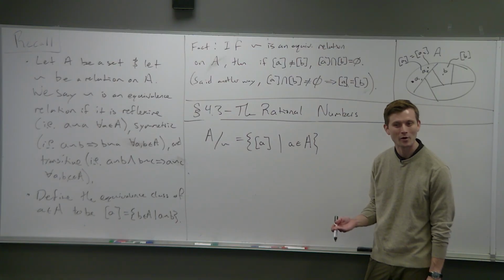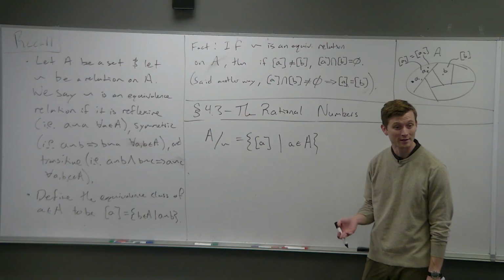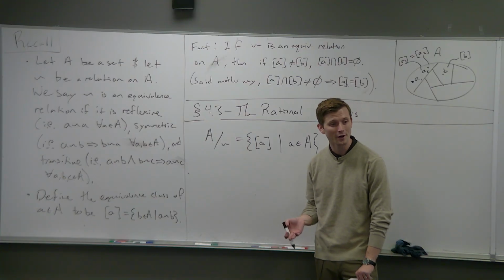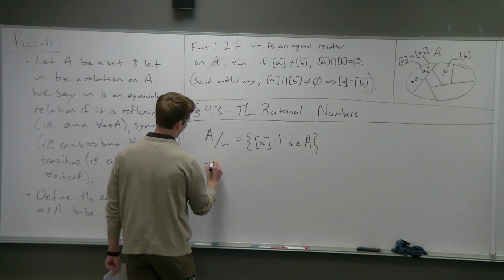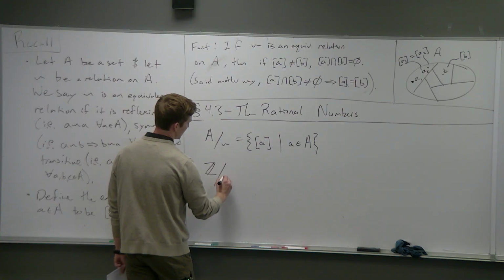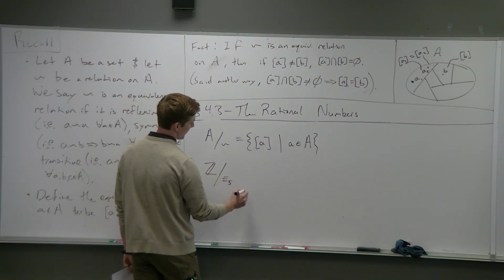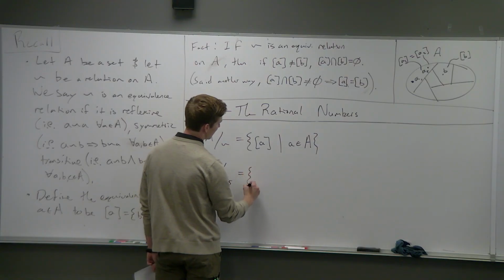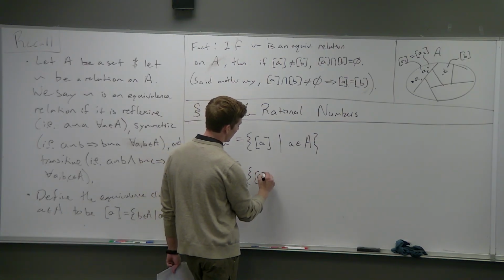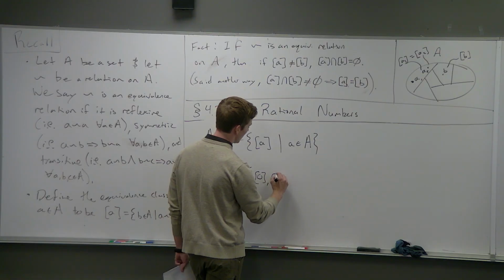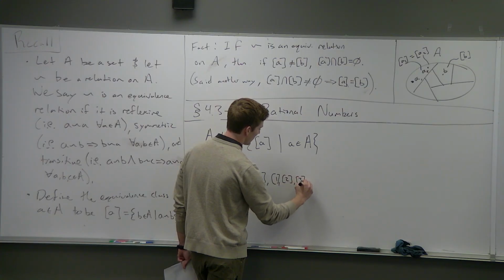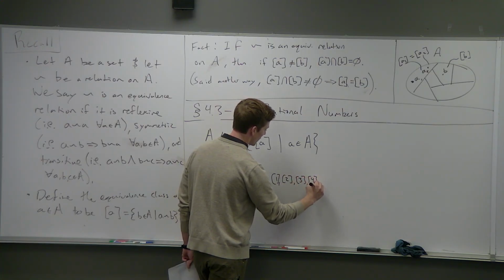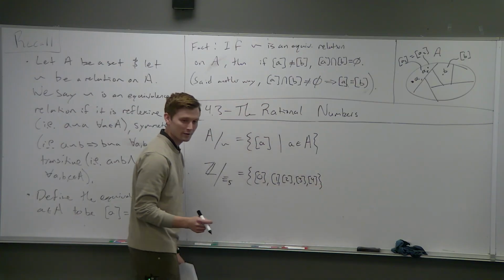Oh, okay. So it's like a way to take, for instance, all of the integers and turn it into something smaller. If we take Z and we quotient out by equivalence mod 5, this would just be the set of equivalence classes 0, 1, 2, 3, and 4. Does that make sense?